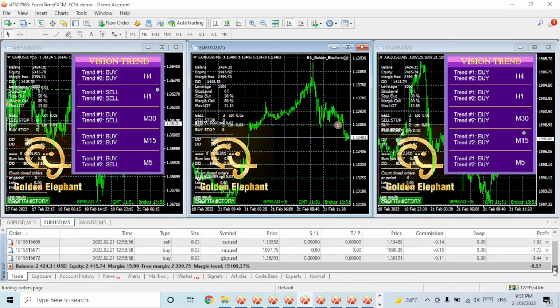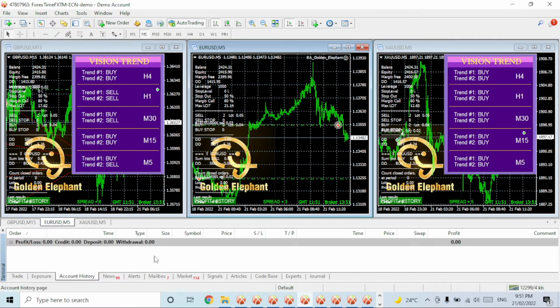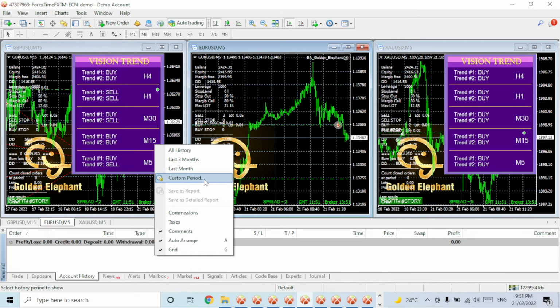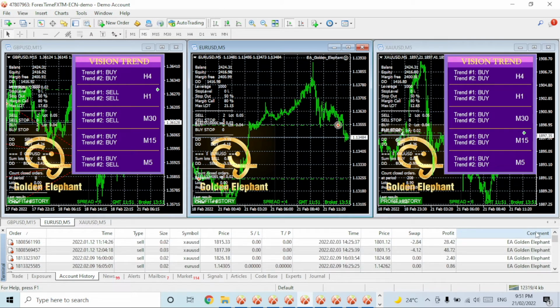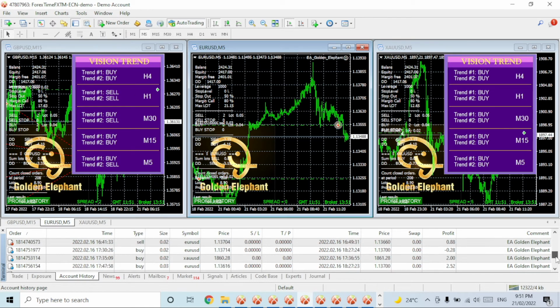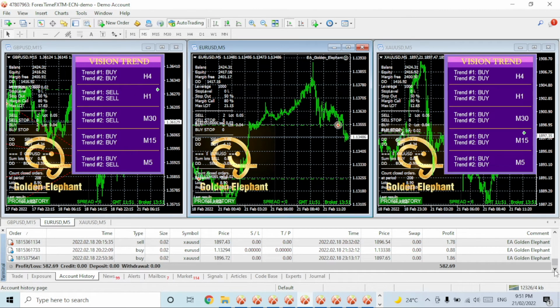I don't really have much to say about it. It hasn't done anything today because it hasn't had any trades open until I opened the laptop up. But we can see what it's done in the last month. There are some positive things here. It's made $582, which is really, really good, just this last month alone.